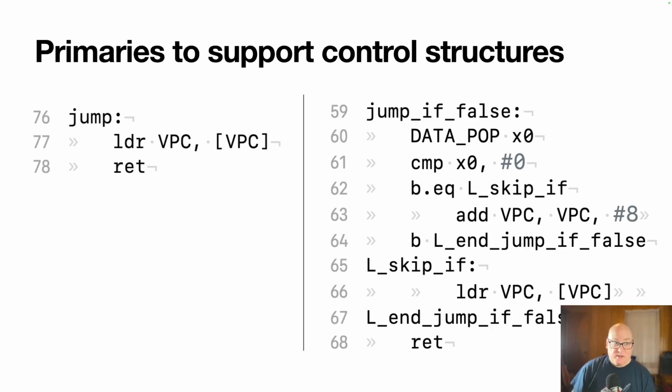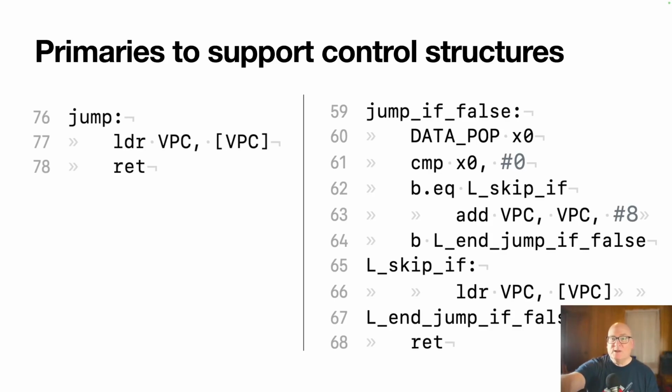Okay, so the code for it, jump is easier. It just says load the virtual program counter with whatever it points to. So by then it's pointing to the word after the jump statement, that's the address we want to be our next word. So the LDR loads that register with the indirect value and effectively moves the virtual program counter. Jump if false is more work, of course.